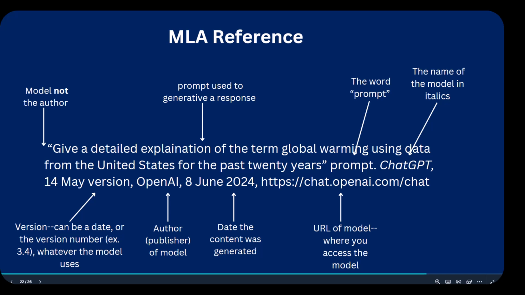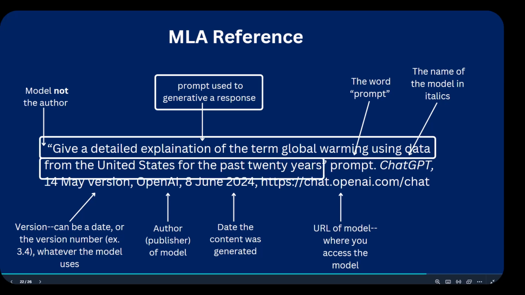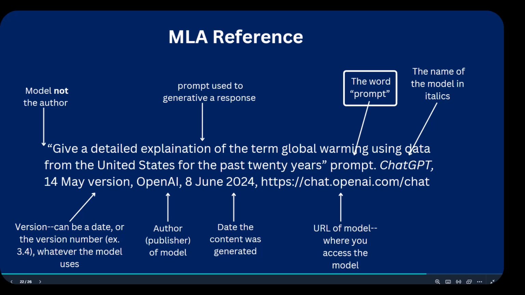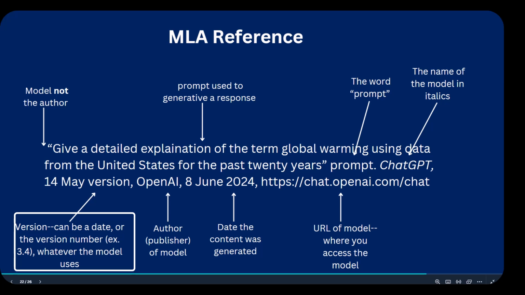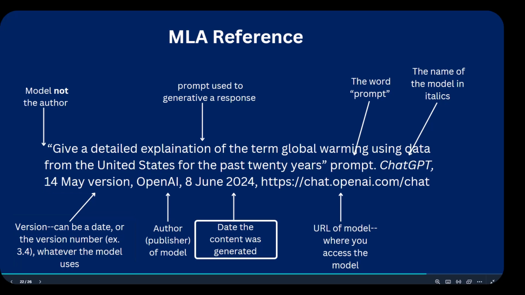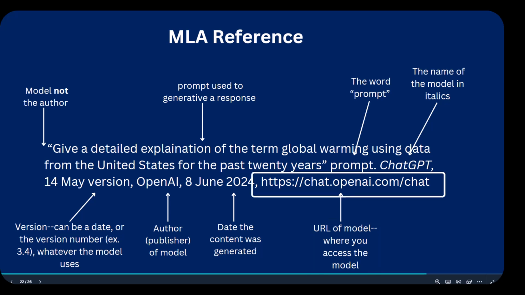Next, the MLA reference or bibliography citation. For this citation, you do not put the author of the model first, as in the APA style. The first thing is the prompt used to generate a response. The word prompt designates that this was the prompt used to generate the response cited. Next is the name of the model in italics, then the version, which follows the same rules as in the APA style reference. Next is the author or publisher of the model. Next, the date the content was created or generated. And finally, where you can access the model online, which is the URL of the model.